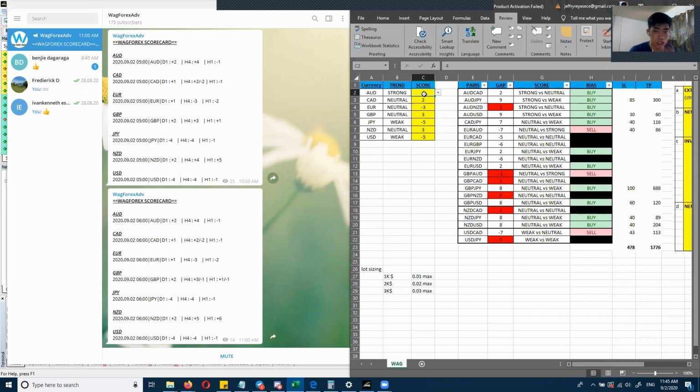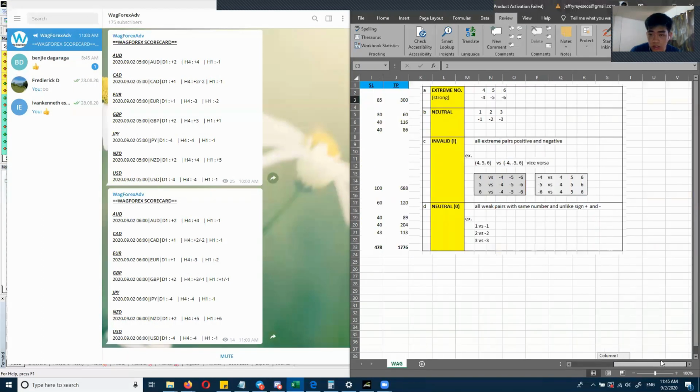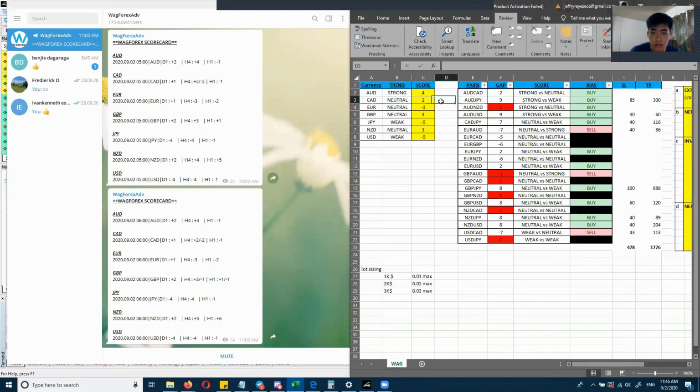So, ayusin lang natin yung scoring. First AUD, plus 2, plus 4. CAD is plus 2 minus 2. Neutral, 0. Then, Euro, minus 3. GBP, plus 3. JPY, minus 4. Then, NZD, plus 6. Then, USD is negative 4.